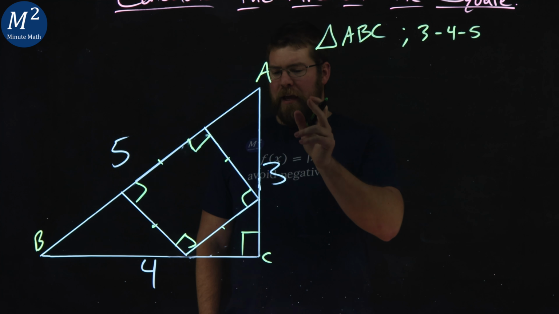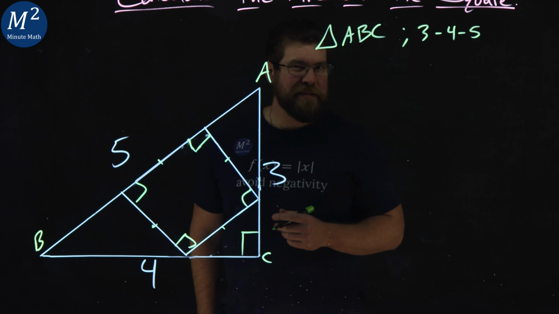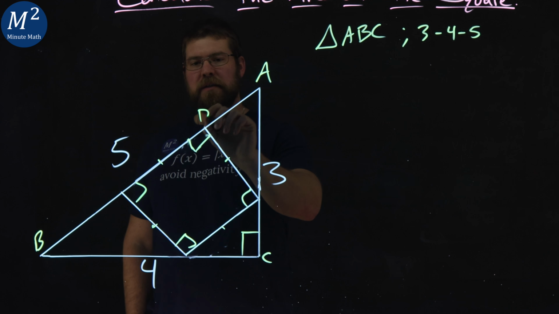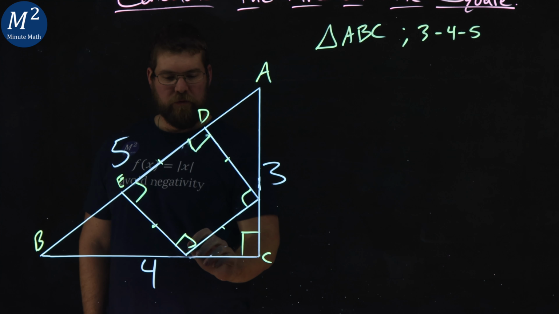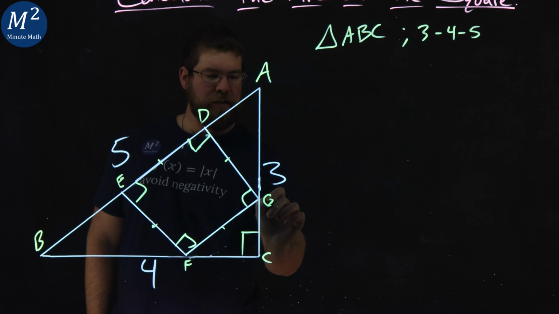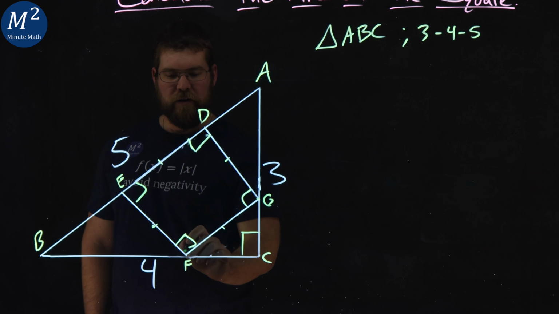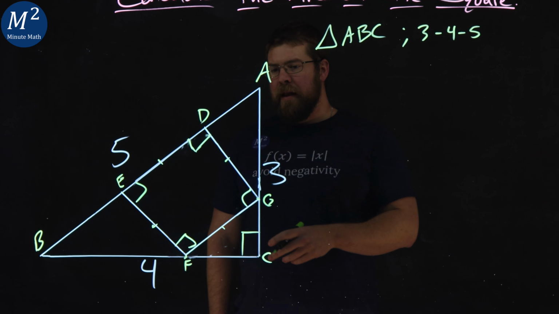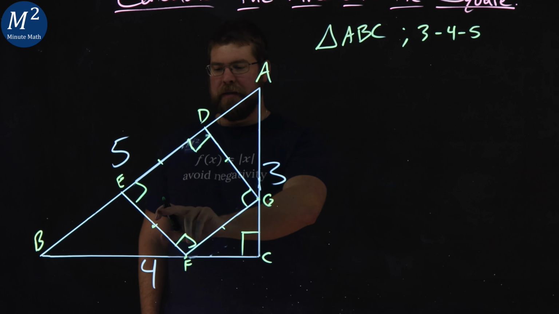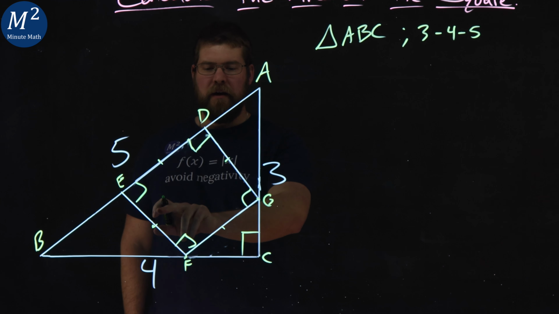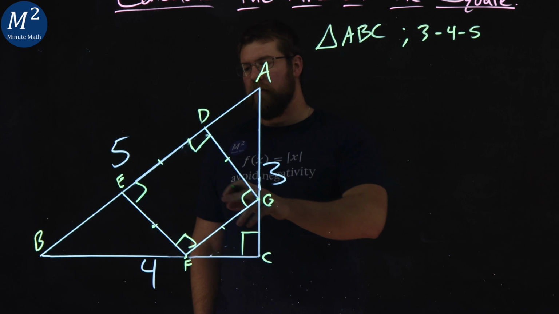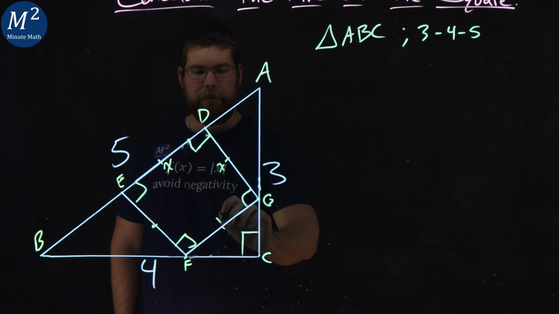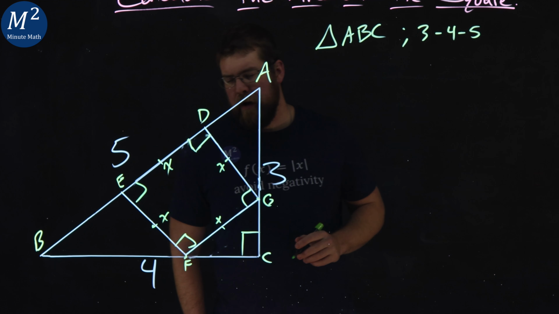All right, we got A, B, C. I also labeled some more points. Let's call this D, E, doesn't really matter, but F and G. These little intersections going on right here, the corners of the square. And then let's also label some more stuff. We know we want to find eventually the area of the square. Let's call the side length of each one of those X.